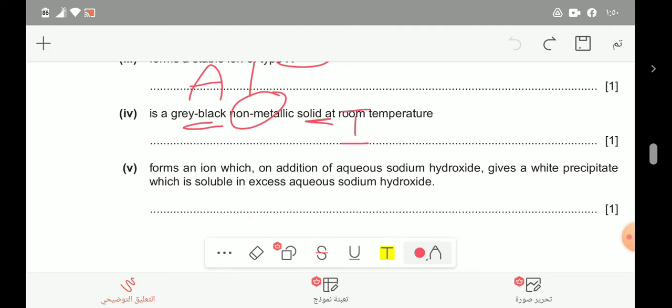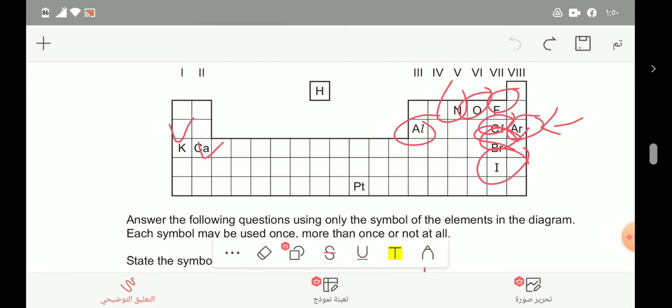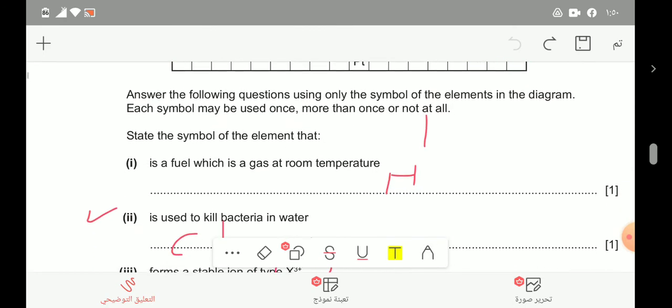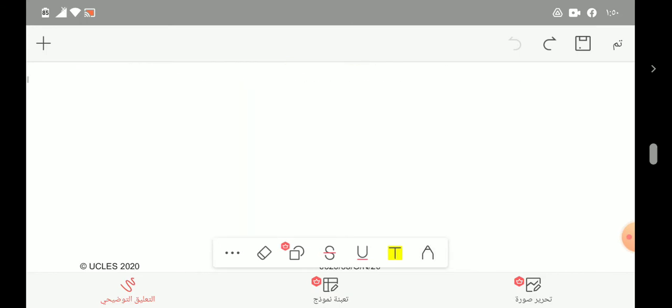Next, it forms an ion which, on addition of aqueous sodium hydroxide, gives a white precipitate which is soluble in excess aqueous sodium hydroxide. A white precipitate is given by calcium and by aluminum. Which one of them is soluble in excess sodium hydroxide? It will be aluminum.